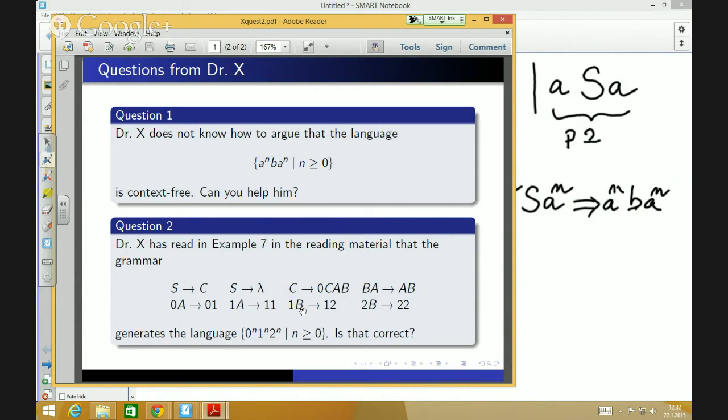Okay, excellent. Now, the claim in the textbook is that this grammar generates this language. Now, it's a claim in the textbook, but textbooks can be right and they can be wrong. Is this right? One of your colleagues is saying no. Why not?